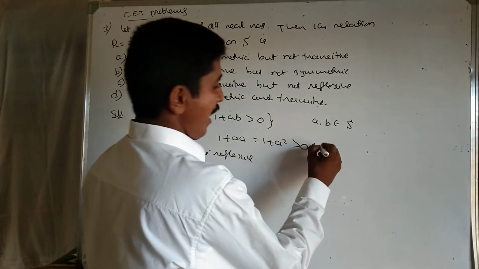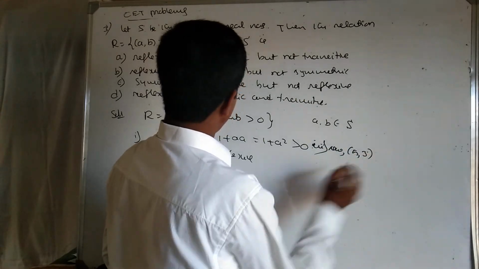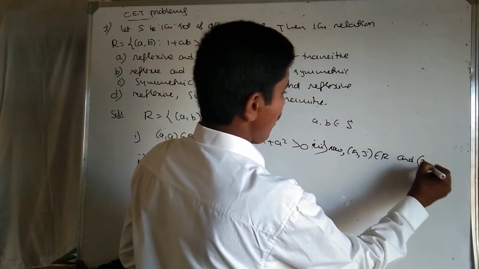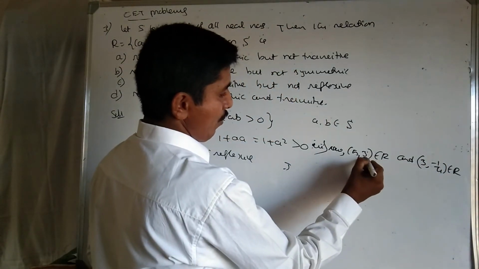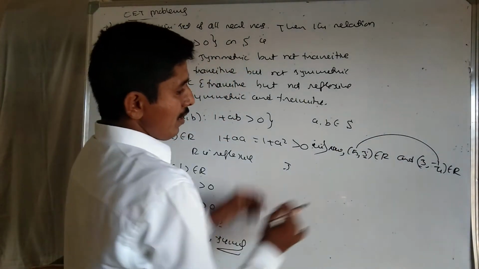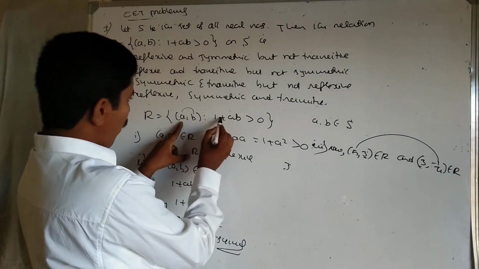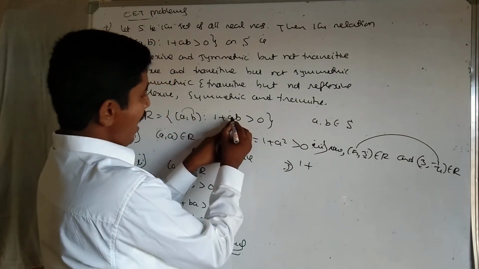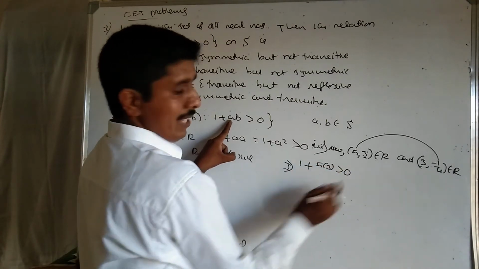Taking one example here, I am taking (5, 3) belongs to the relation and (3, -1/4) belongs to the relation. The two middle elements are equal, (A, B), (B, C). Then what is the relation between 5 and -1/4? Here (5, 3) means 1 plus AB is greater than 0, A into B means 5 into 3, 15, clearly it is greater than 0.